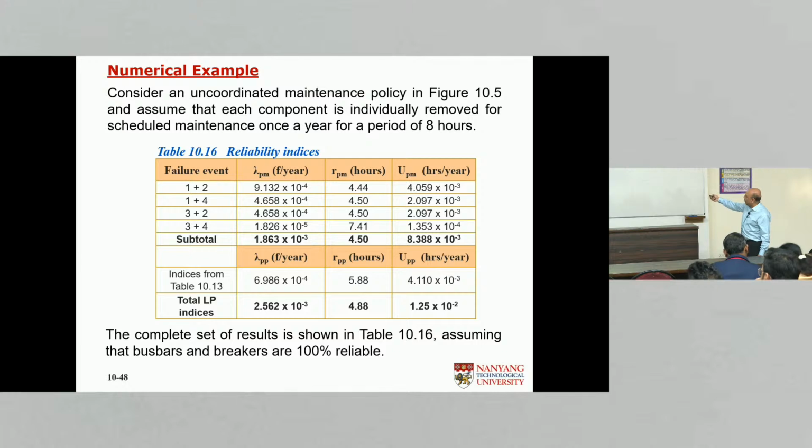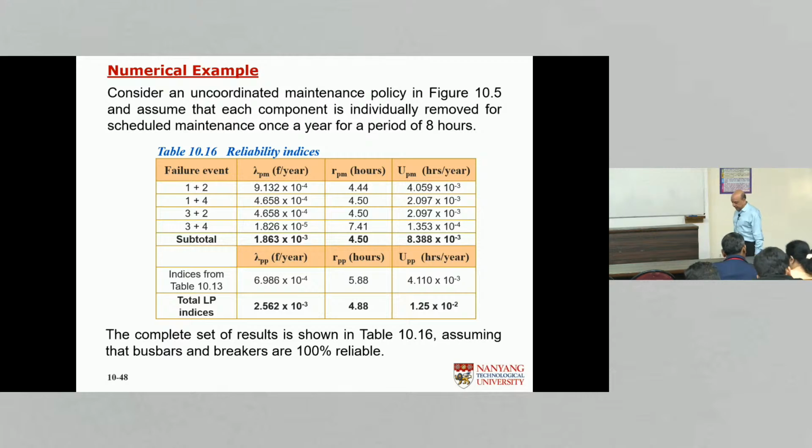Lambda PM, 1 and 2 are overlapping, right? So permanent is 1 and maintenance is 2, and permanent is 1, maintenance is 4, and so on and so forth. So you can calculate the lambda, you can calculate the U, you can calculate the R. And then if you take the PP, the ones that we did earlier, you can get those numbers from the previous table, and then you can add them up. These are the total load point indices. This is the total failure rate, this is the total annual outage time, and this is the average outage time. Not very hard, it can be done, particularly for simple systems. It can be easily done using hand calculations.